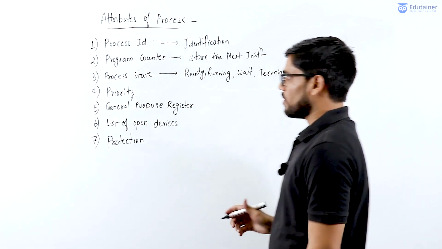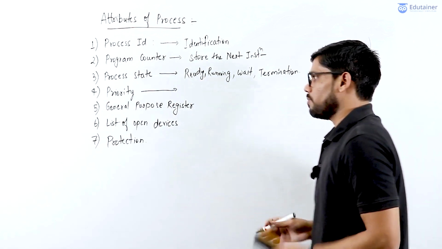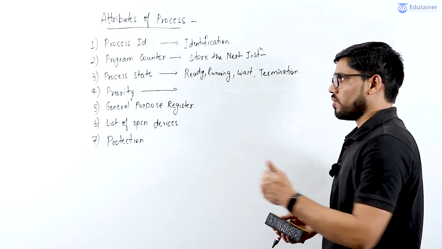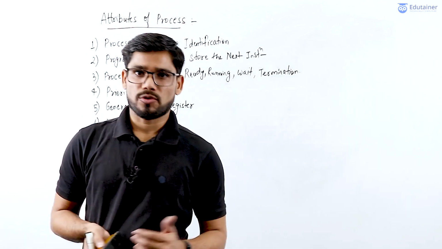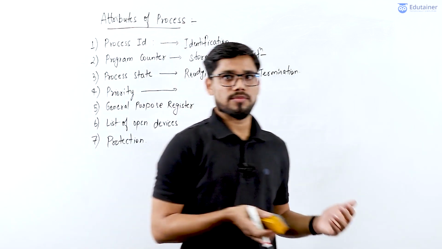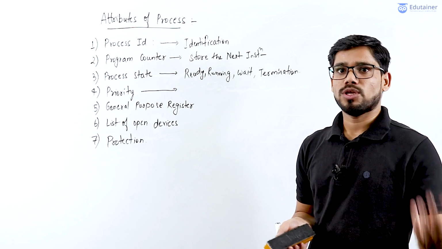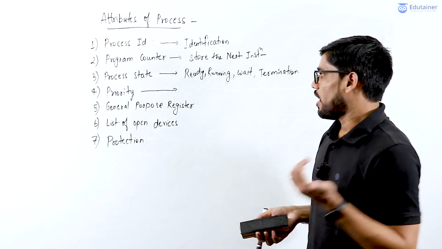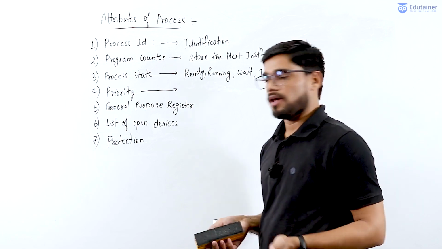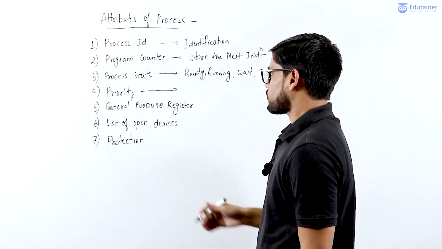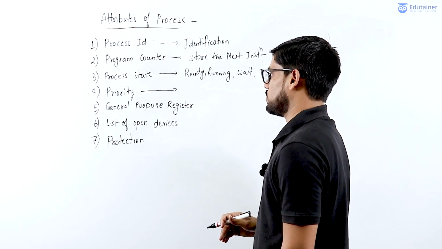Okay. Next one is priority. Various processes are categorized or identified based on their priority. For example, a system process, the process which is owned by the operating system, has higher priority compared to a user process, and a higher priority process will run first, then the lower priority process. So priority is also an attribute of a process.